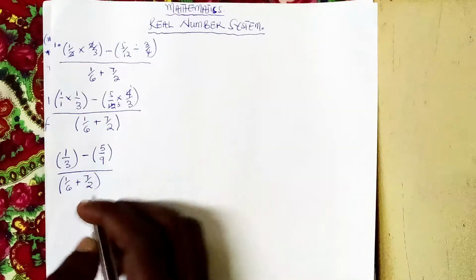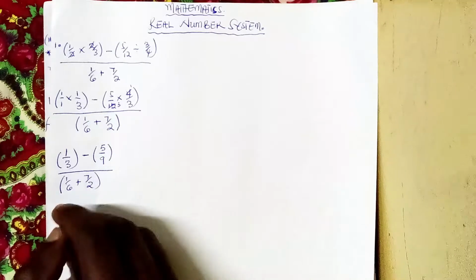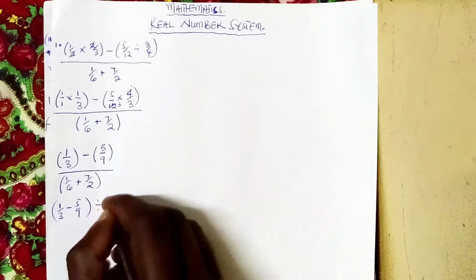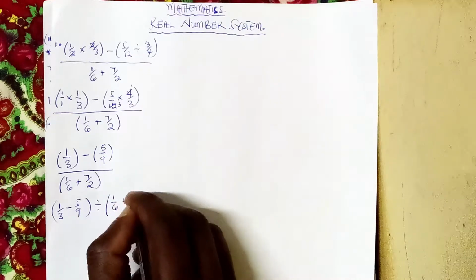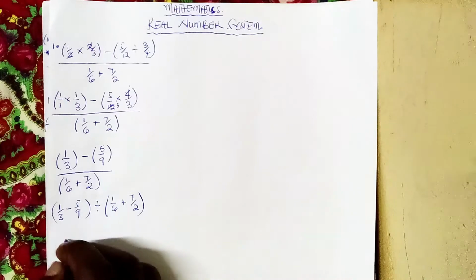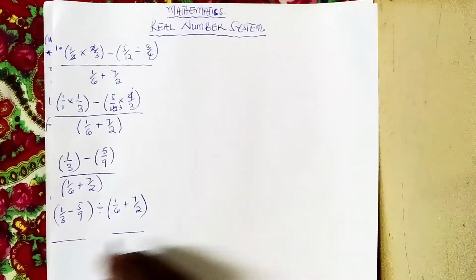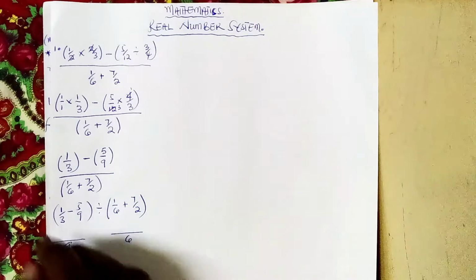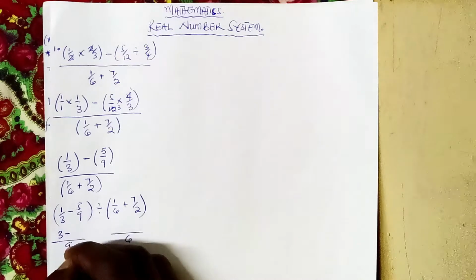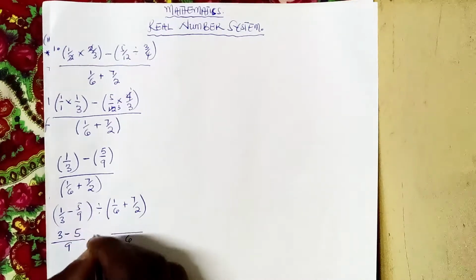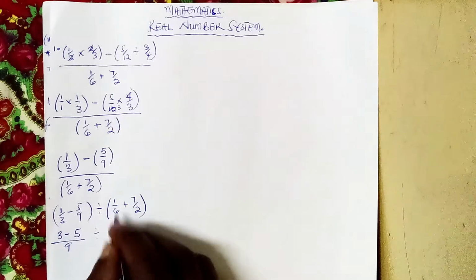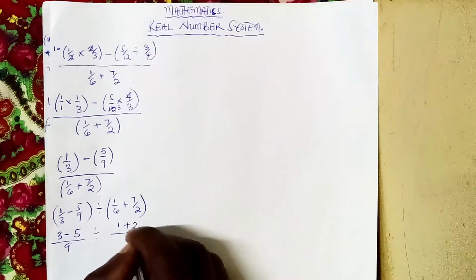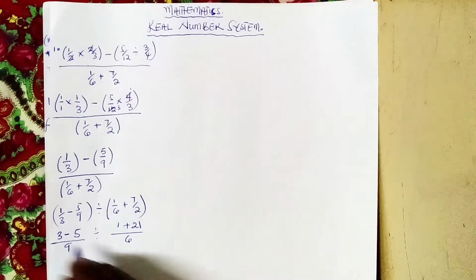Now let's solve them separately. So we change this into a division sign, making it (1/3 minus 5/9) divided by (1/6 plus 7/2). The multiple here: we have 9 here, and here we have 6. 3 into 9 is 3, times 1 is 3, minus 9 into 5 is 1, times 5 is 5, divided by 6 into 6 is 1, times 1, and we have 3 into 6 is 2, times 7 is 21. So we break it down again and subtract them.